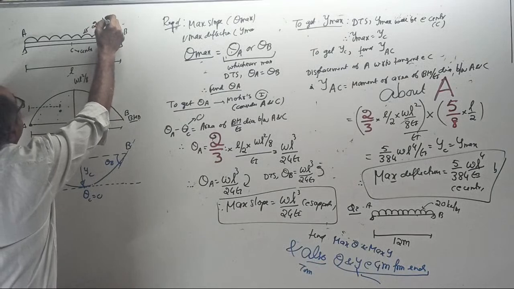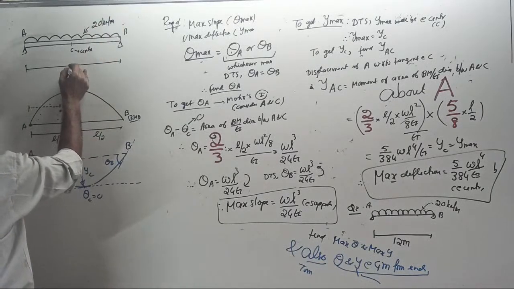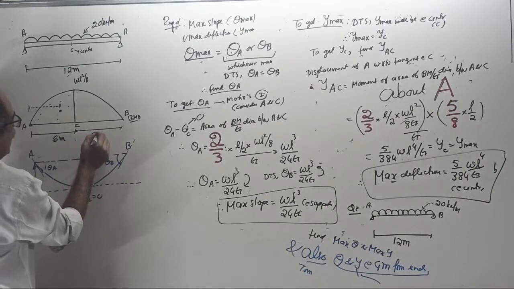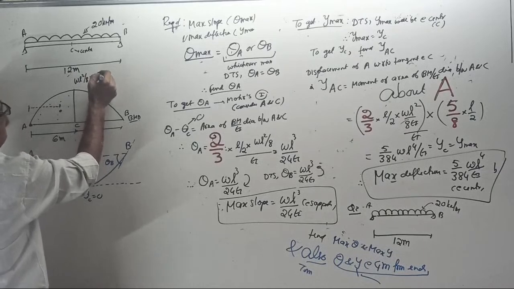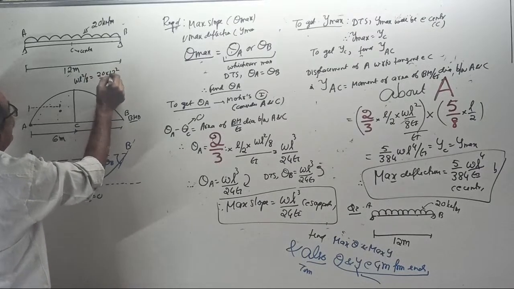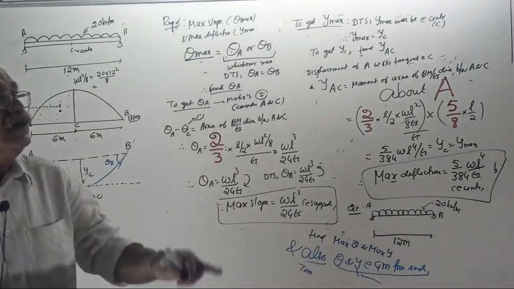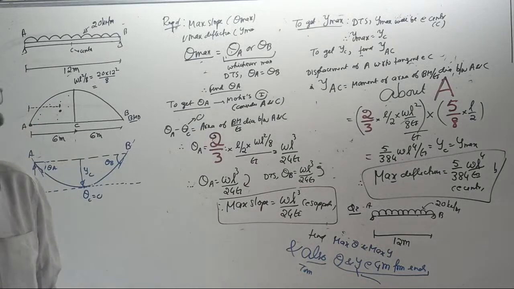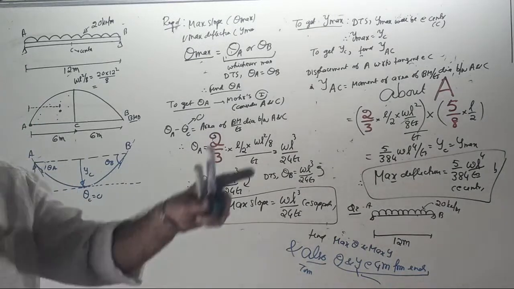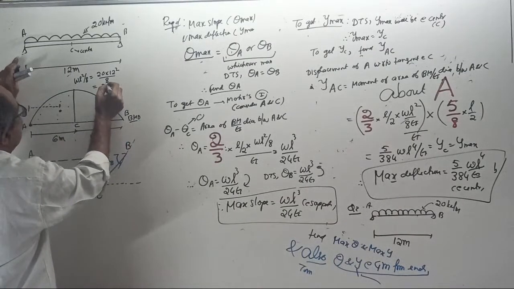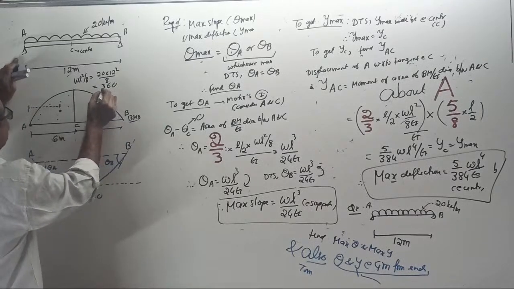20 kilonewton per meter. Span is 12 meter. Half is 6 meter, 6 meter. Bending moment is 20 into 12 square divided by 8. Tell the answer. Looks like raining now, little fast give the answer. Before the rain hits, I want to stop. 20 into 12 square by 8, 360 is the answer. Or you can remember 360 here.